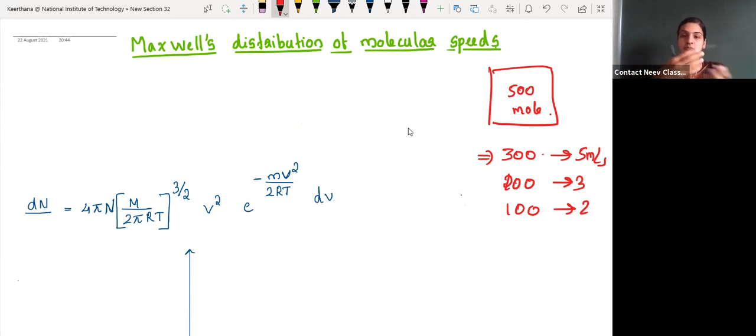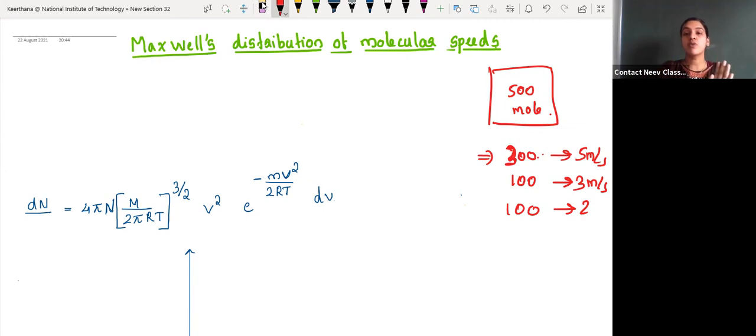Speeds will change. Like among 300 molecules, I can tell you, among 100 molecules, an energy is transferred and they lose speed, reducing to 3 meters per second. At the same time, another 100 molecules will increase their speed and get 5 meters per second. But the number of molecules having a particular velocity, or the fraction of molecules, will remain constant if we keep the temperature constant.